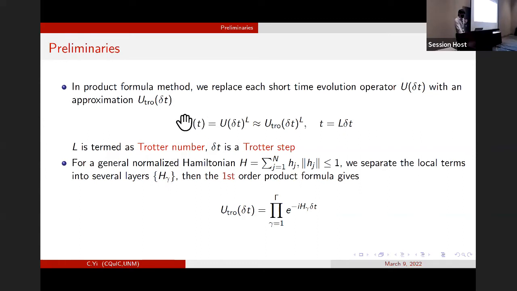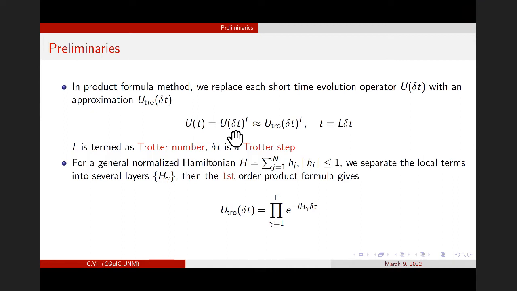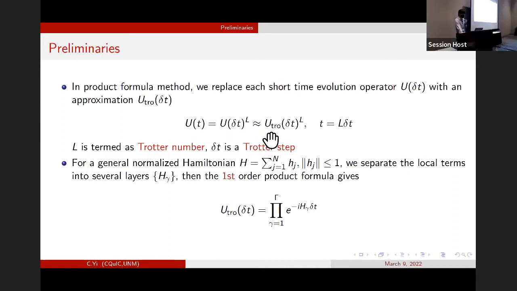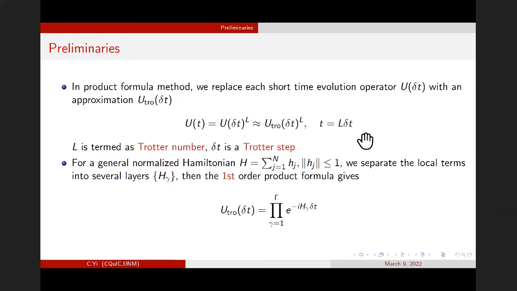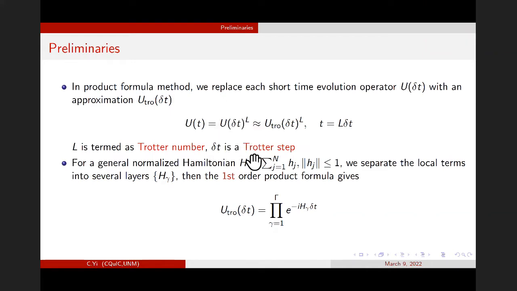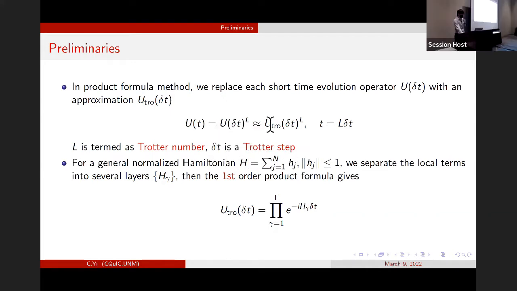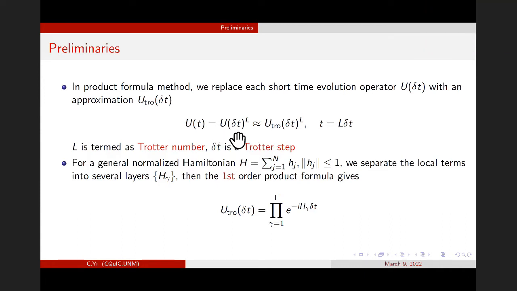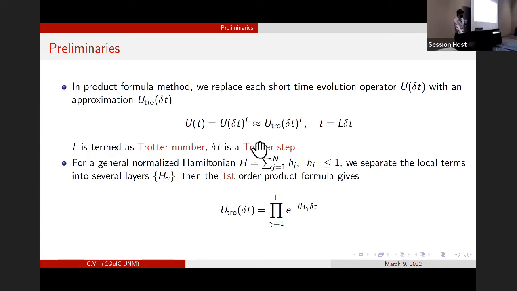In quantum simulation, eventually we want to approximate a large unitary. We first separate the unitary into small pieces and replace each short-time evolution with a good approximation of it. Here, T is our total simulation time, big R is the total number of slices, and delta T is the time step. Using the product Suzuki formula, we can approximate each short-time evolution with only local quantum gates. And here's how we do it.